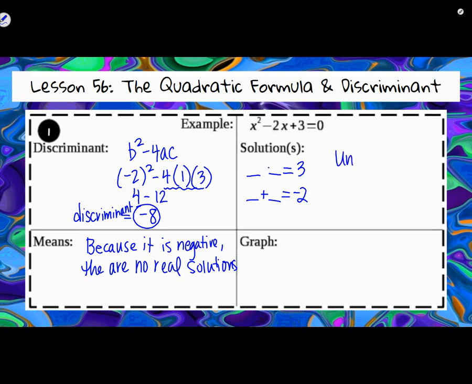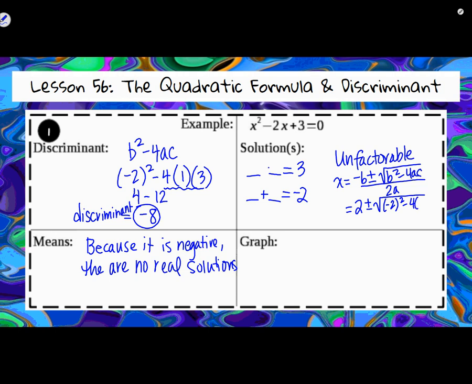This is unfactorable. If I was going to do the quadratic formula for this, I would have x equals negative b plus or minus the square root of b squared minus 4ac all over 2a. I would have a negative 2, which is a positive 2, plus or minus the square root of negative 2 squared minus 4 times 1 times 3. That's that discriminant that I just found, all over 2 times 1 is 2. So I'm looking at 2 plus or minus the square root of negative 8 over 2. It's not going to work.